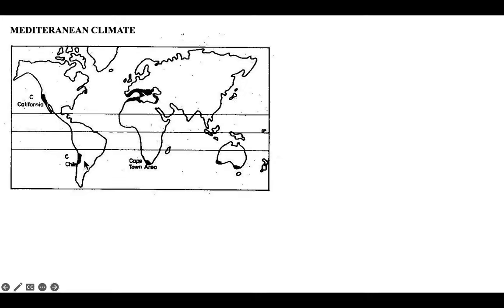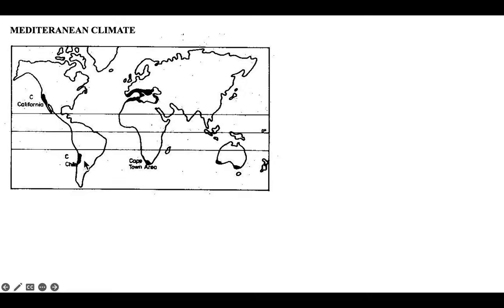Now, these Mediterranean climates have particular locations. Mediterranean lands are located on the west side of the continental land masses. They occur between latitudes 30 and 45 degrees north and south of the equator. This type of climate is found in the following areas: the area around the Mediterranean Sea, and then central Chile.